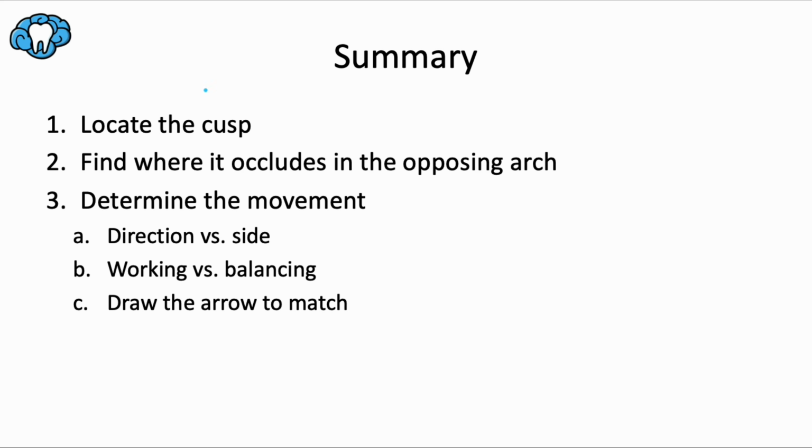So a summary, you locate the cusp, you find where it occludes in the opposing arch, and then you determine the movement. Does the direction of the movement match the side the movement is occurring on? Is it a working or non-working movement or protrusive? And then draw the arrow to match the appropriate movement. Stick to this 3-step process and you will be able to tackle any dynamic occlusion question you get on your exams.